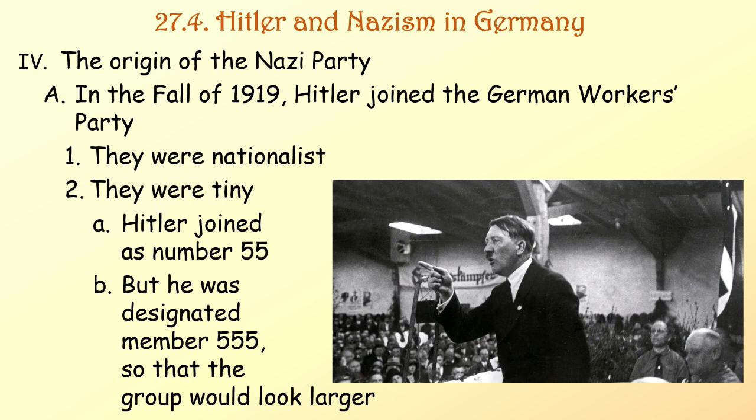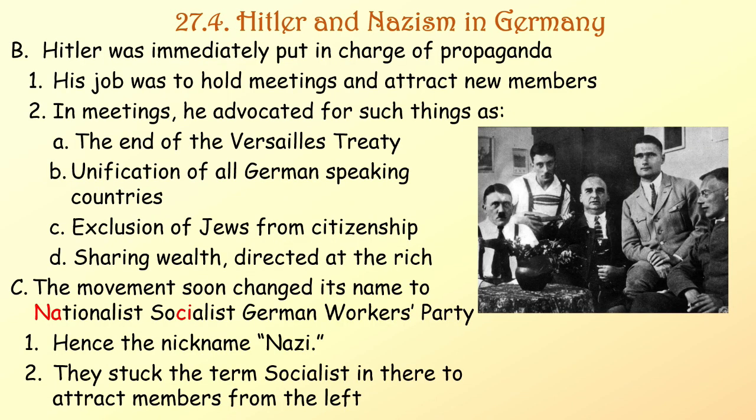The origin of the Nazi Party. In the fall of 1919, Hitler joined the German Workers' Party. They were nationalist. They were tiny. Hitler joined as member number 55, but he was designated member 555 so that the group would look larger. Hitler was immediately put in charge of propaganda.